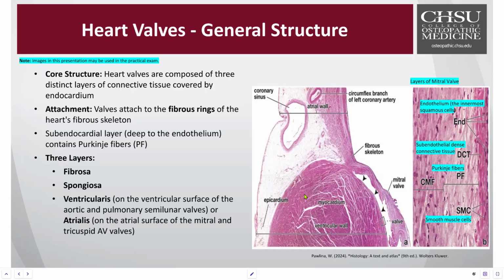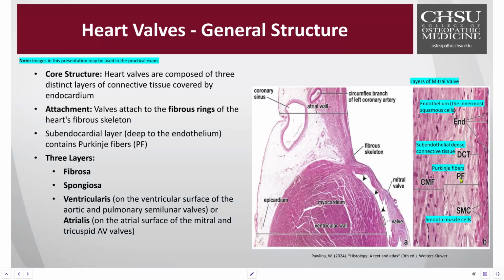Let's revisit the general structures of the heart valves. As established, they are fundamentally composed of 3 distinct layers of connective tissue. They are all covered by the endocardium, the heart's inner lining. These valves are firmly anchored to the fibrous rings of this cardiac skeleton. You can see on the right that the valves are attached to the fibrous skeleton over here. And it shows that deep within the endocardium, in the subendothelial layer, lie the Purkinje cells. So over here, the Purkinje fibers lie within it, and this is at the terminal part of the conduction system.